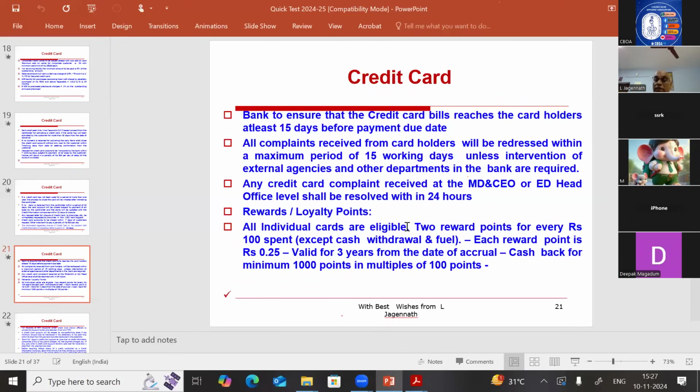All individual cards are eligible. Individual cards, corporate cards are not eligible. I told you there are four groups, and for all the four cards it is available. Two reward points for every rupees 100 spent, except cash withdrawal and fuel usage. Each reward point is 25 paise, 0.25, valid for 3 years from the date of accrual. Cashback for minimum 1000 points in multiples of 100 points is also available, that will be credited to your credit card account, and to that extent the balance amount you have to pay will be reduced.